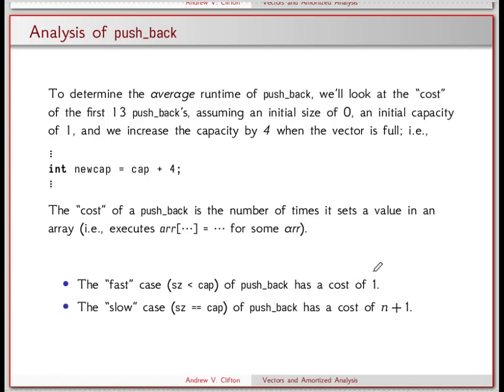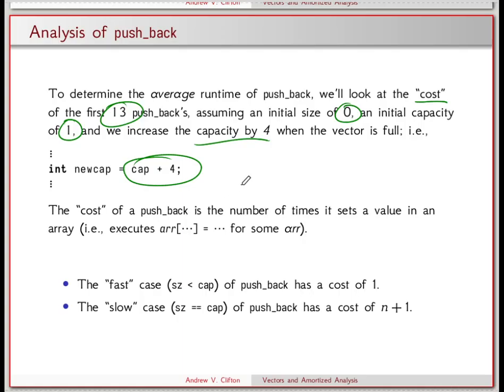So to determine the average here, what we're going to do is track through the first 13 pushbacks. If 13 seems a little bit weird, it's just because that's where the pattern becomes visible. So that's why I picked that. And we're going to look at the cost of those pushbacks here. We're assuming an initial size of 0 and an initial capacity of 1. And whenever we need to, we're going to increase the capacity by 4.